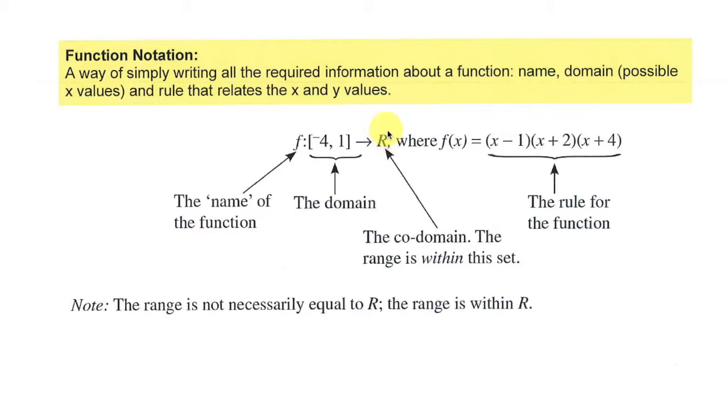So here, this capital R is the set of all real numbers, and the range, the values of y that we can have, will be within it. And within is the key word there. It doesn't mean that as a result, we're going to have all of the values that are possible that exist in the world. That's not the case. What we're saying is that the range will be within that set. And here we have the algebraic rule.